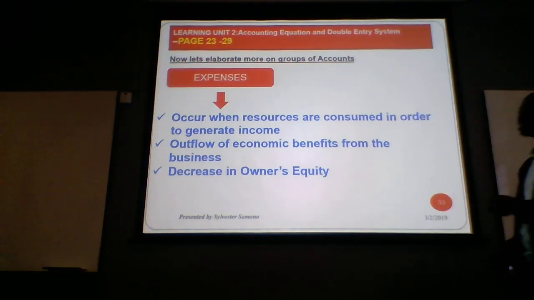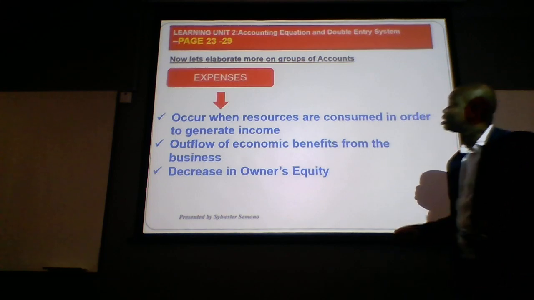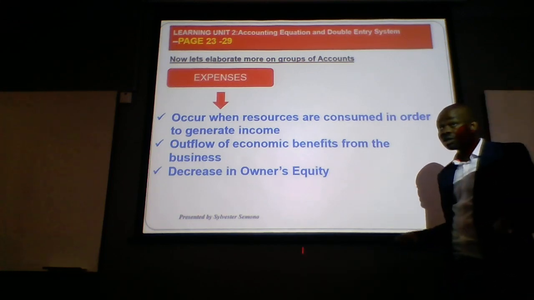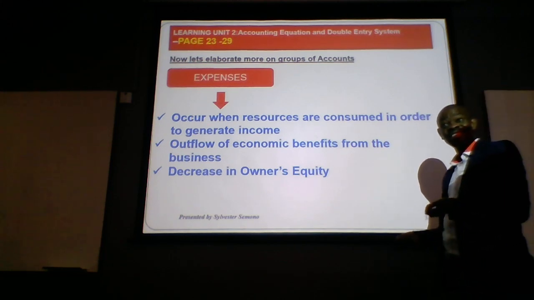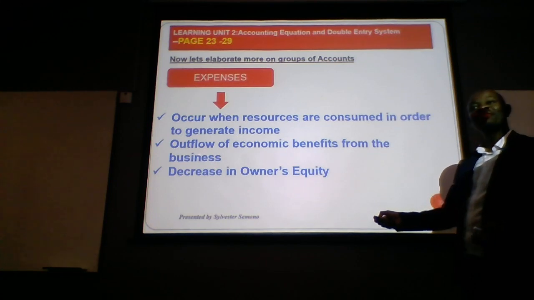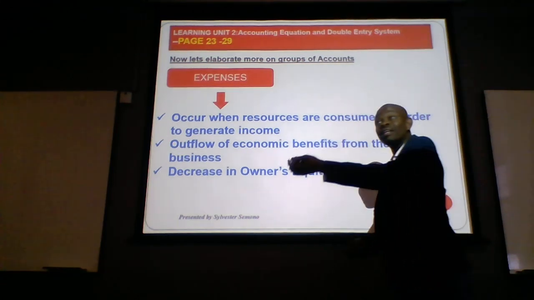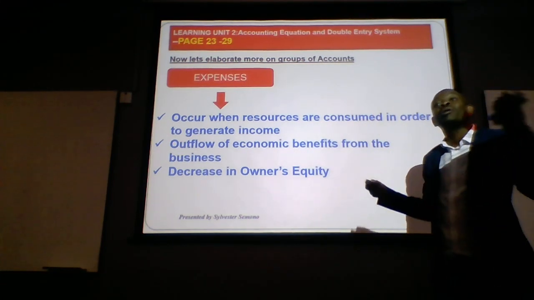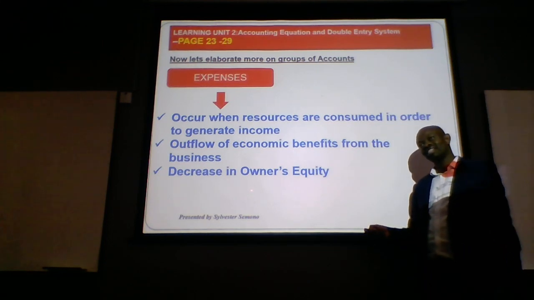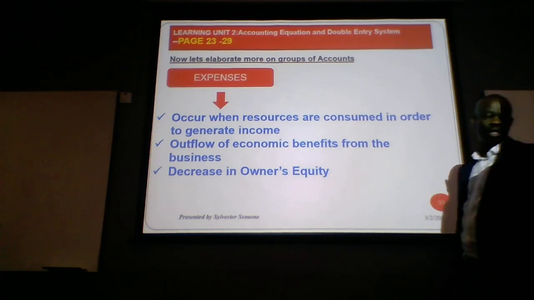Okay, the next category, expenses. As I said, there's no business without expenses. I would like to have that business. Expenses are resources consumed in order to generate income. It's true, you must use stationery, telephone, things like that. Unfortunately, they are an outflow of economic benefits from the business because you have to pay for them. These are unfavorable, but we cannot avoid them. And unfortunately, they always decrease ownership. You'll see when you do the calculation, they will decrease ownership.